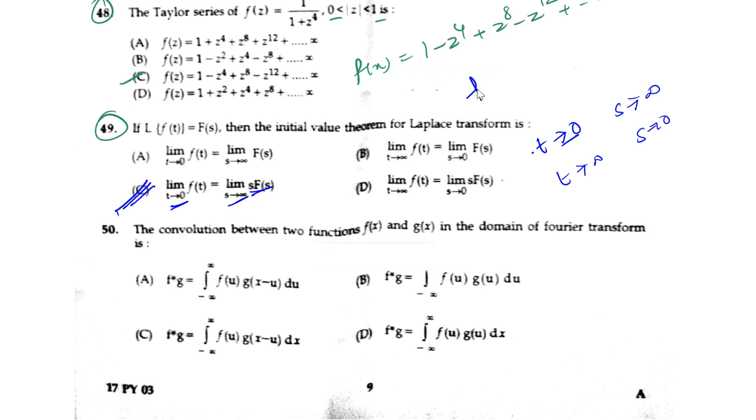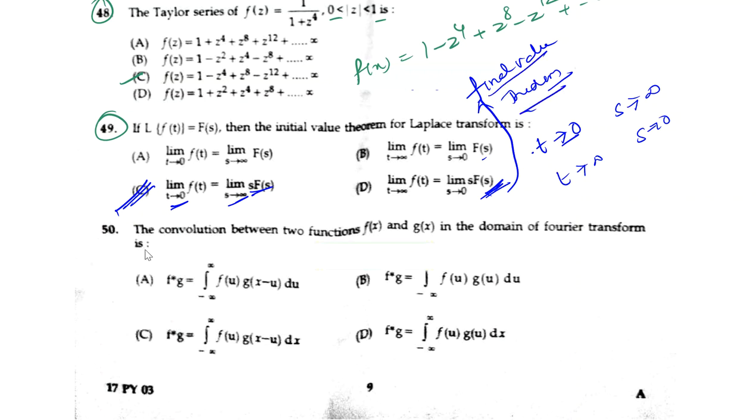Suppose they ask what the final value theorem is. So the final value theorem means limit t tends to infinity of f of t is equal to limit s tends to 0 of s into F of s. Sorry, not that, this is not the right answer, this is the right answer. So this is your final value theorem here.